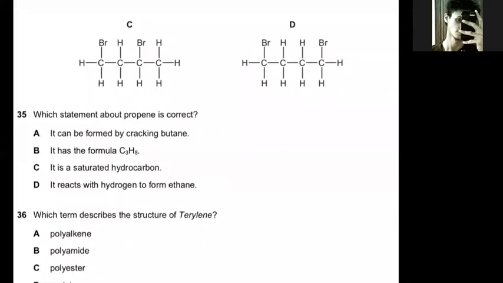Which statement about propene is correct? It can be formed by cracking butane. It has the formula C3H8. This is wrong because propene is an alkene and the general formula of alkenes is CnH2n. It is a saturated hydrocarbon. No, alkenes are unsaturated. It reacts with hydrogen to form ethane. With hydrogen, alkenes react to form margarine, so this is also wrong. So A is the correct option.